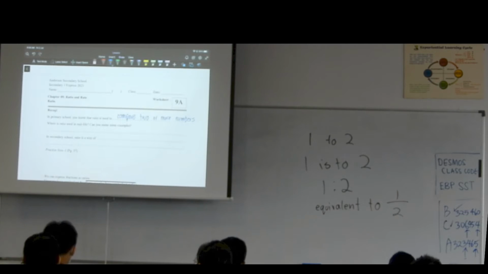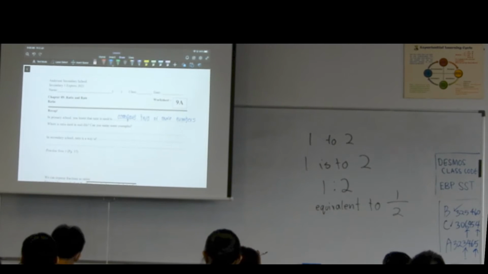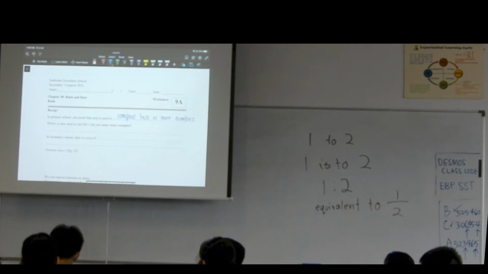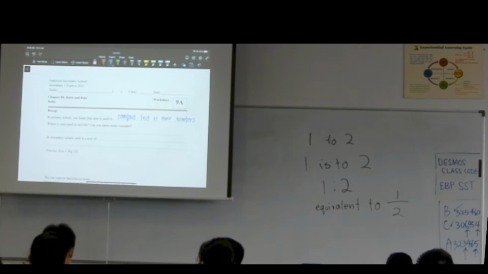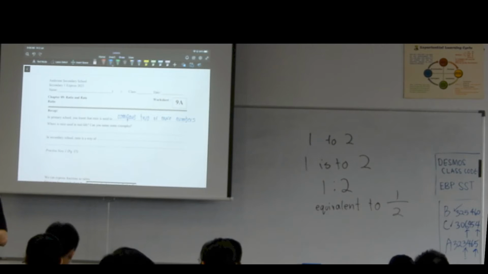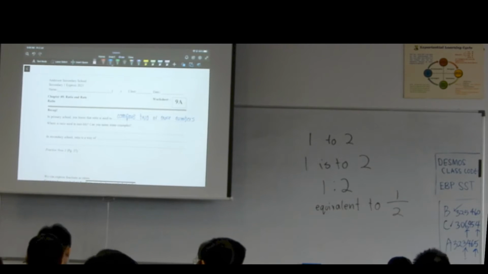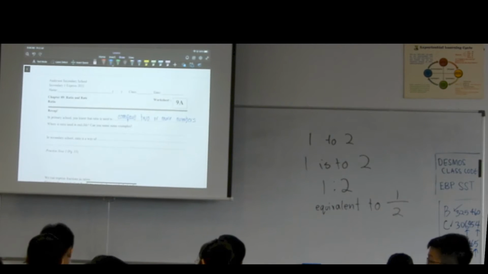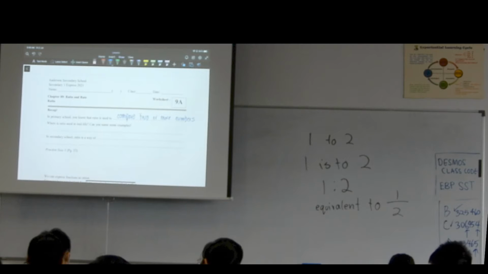Why? Because sometimes the recipe given to you is made for, let's say, 4 people, right? But you are baking not just for 4 people. Let's say you need to bake for 20 people. Then how? Times what? Times 5, right? This is where ratio comes into play. You can use ratio to help you manipulate how much flour you need, how much sugar you need, how much chocolate you need.